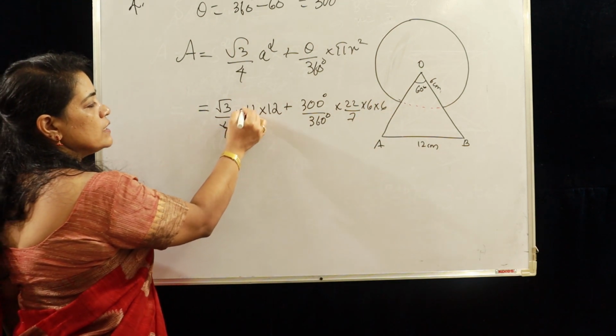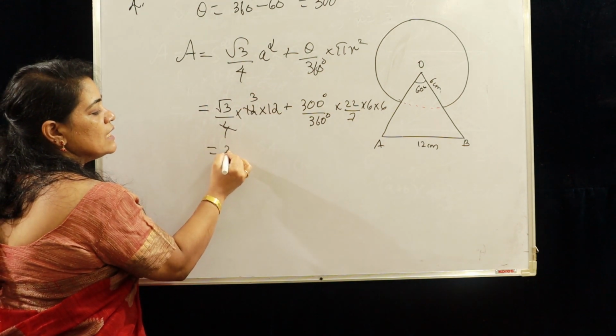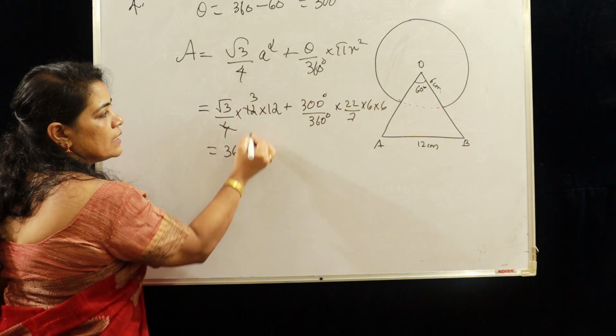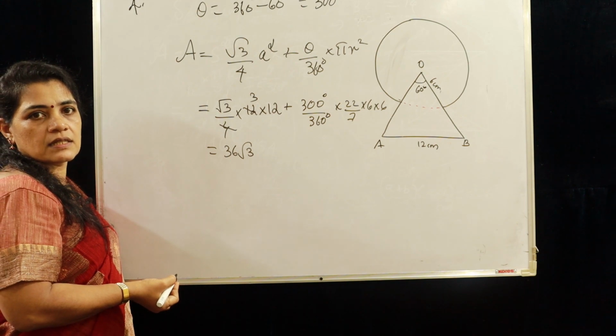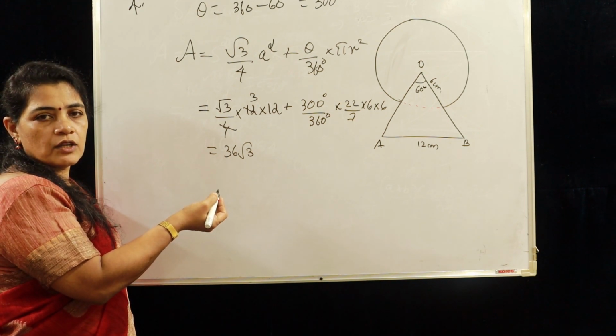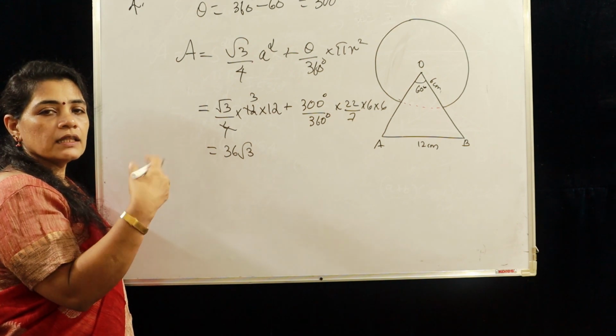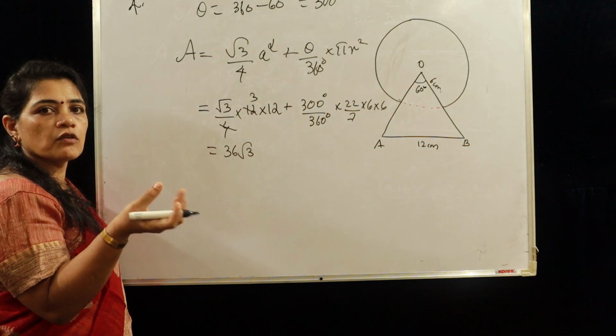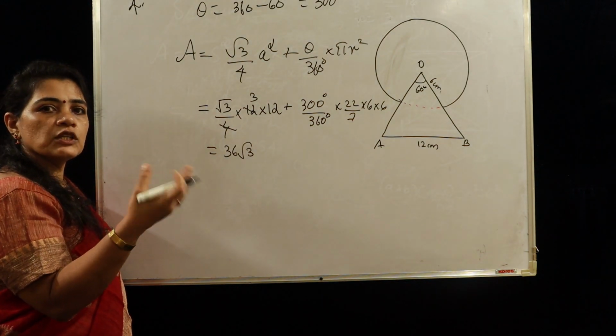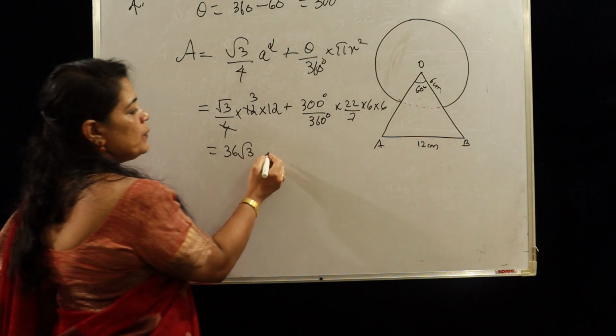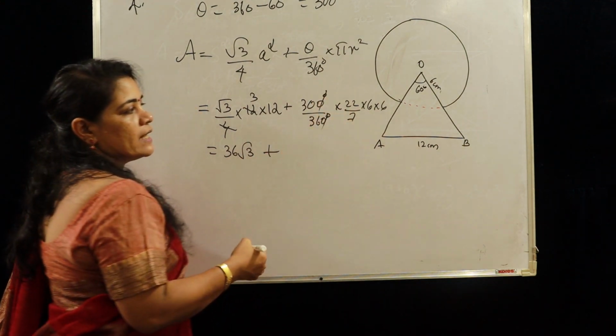Okay, so 3 times 12 is 36, so 36 root 3. I am not going to substitute the value of root 3, that is not given. If it is given as 1.73 or 1.7, then according to that you can substitute. Okay, plus 0 gets cancelled.